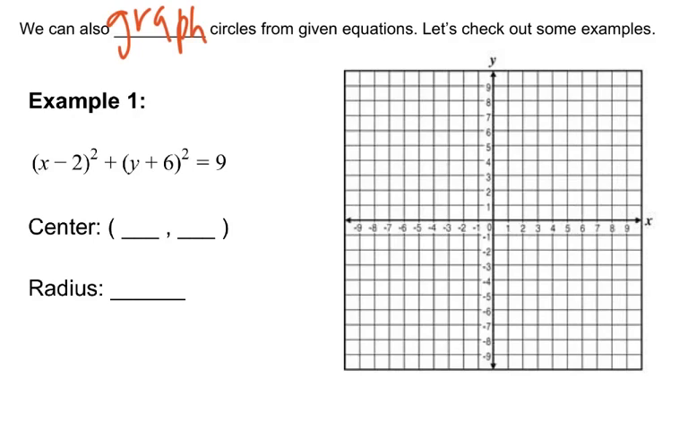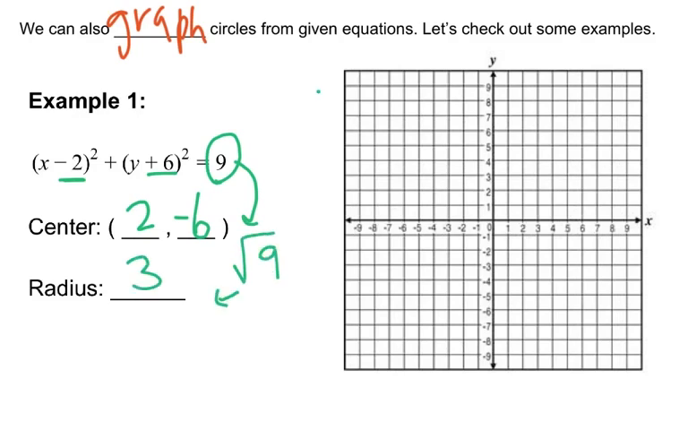Okay, example 1, we have (x - 2)² + (y + 6)² = 9. So we're doing the same thing we did in the last task, finding the center and the radius. Remember to switch those signs. So this is a negative 2, going to become a positive 2 here. This is a positive 6, going to become a negative 6 here. Okay, and then again to get our radius, we look at this 9, we take the square root of 9, and we get 3 for our radius.